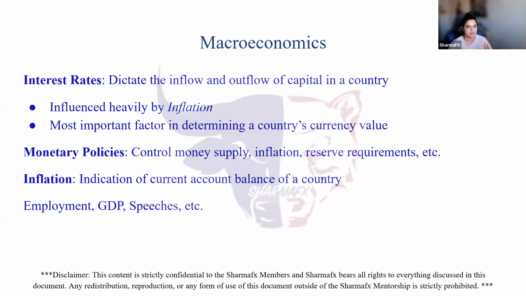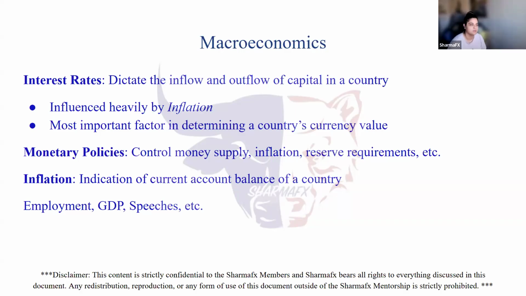So breaking down macroeconomics, we're looking at interest rates, monetary policies, and inflation data. Interest rates dictate the inflow and outflow of capital in a country. For example, if I'm looking at GBP/JPY, let's say, and I'm just making it up, the GBP interest rate is sitting at 0.25%, versus Japan at negative 0.1%, something like that. Obviously I'm going to park my money with the positive 0.25% because I know I'm going to get a return on my money.